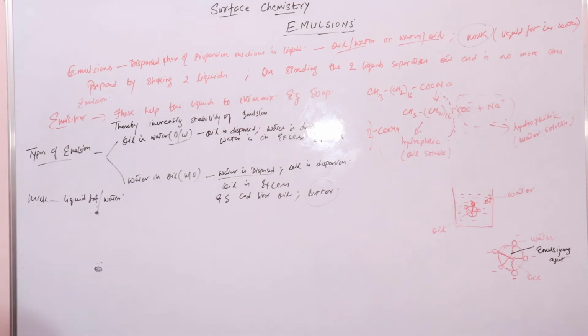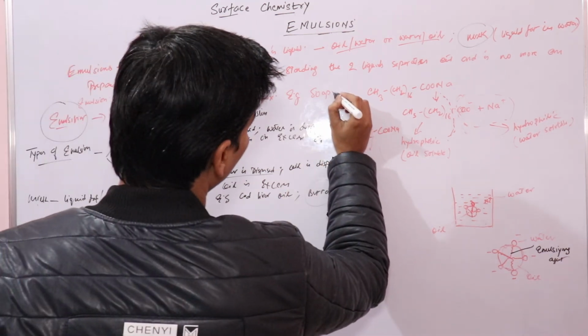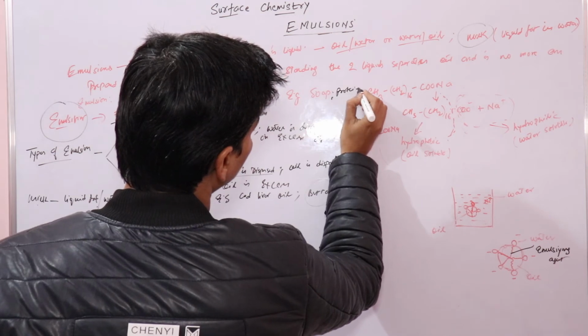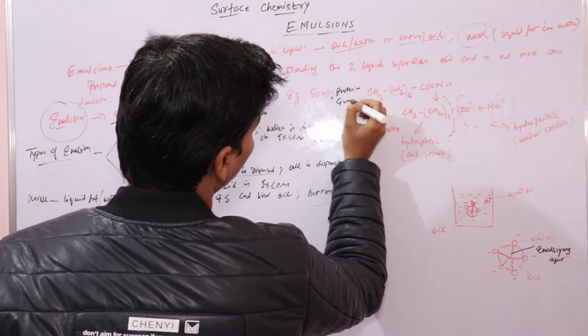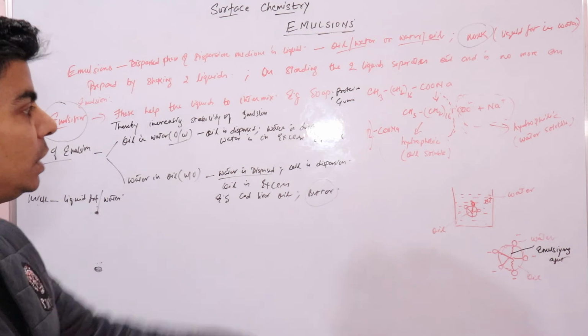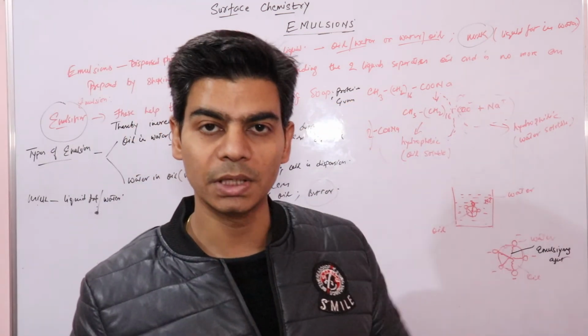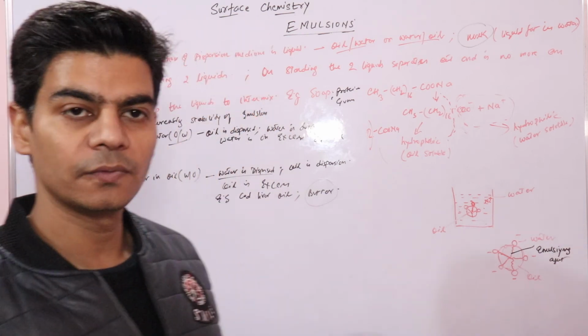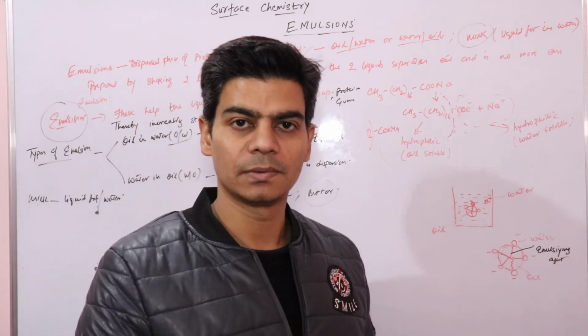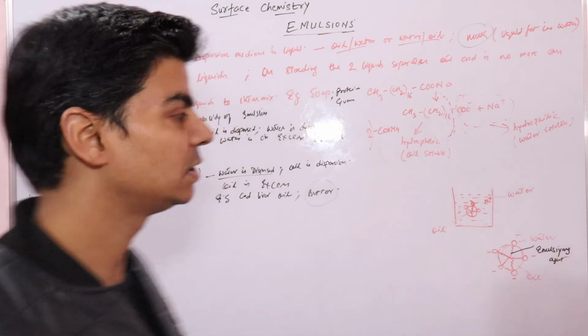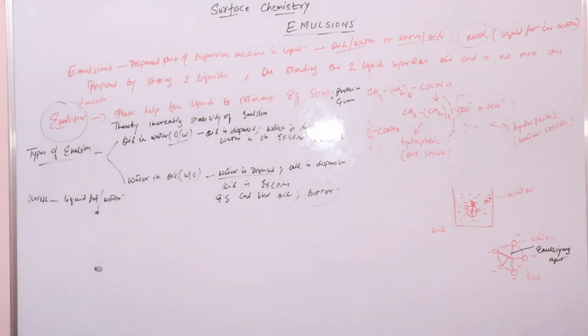So the important thing here, just try to understand what are emulsifying agents or emulsifiers. Examples of emulsifiers are proteins and gums. I've mentioned that milk contains casein, which is a protein, which helps liquid fat and water to mix, to form a stable emulsion. That is why your milk is quite stable, right?